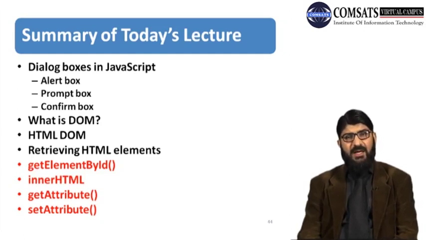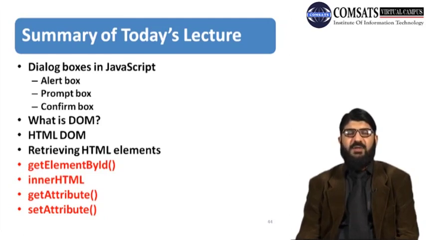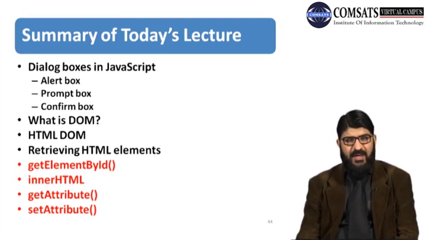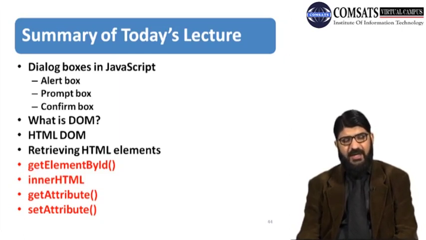The next one is the confirmation box. The confirmation box will display two options, the OK option and the cancel option. For the confirmation box, if OK is pressed by the user, it will return true, and if cancel is pressed, the return value will be false. So these are the three different dialog boxes used in JavaScript.